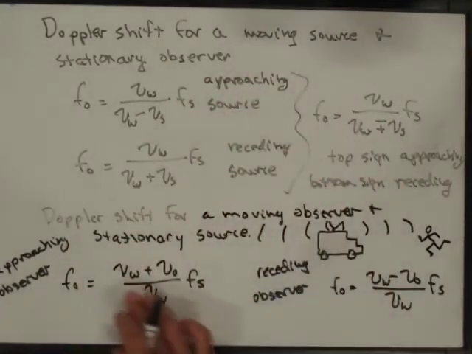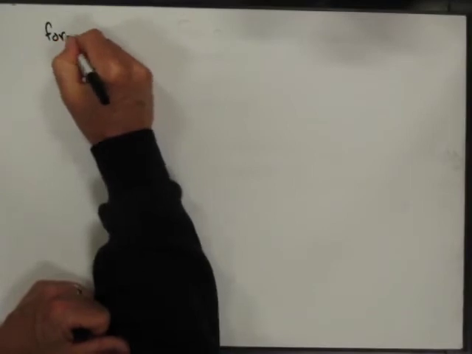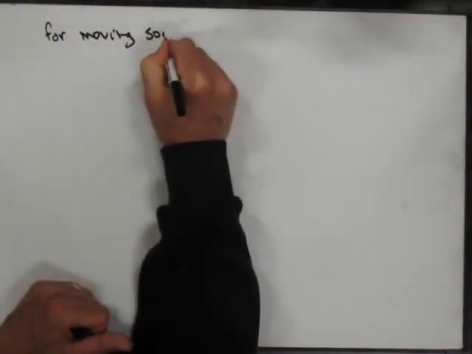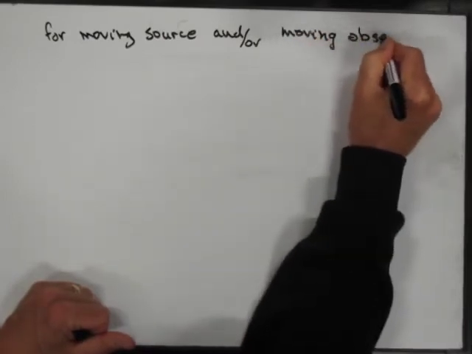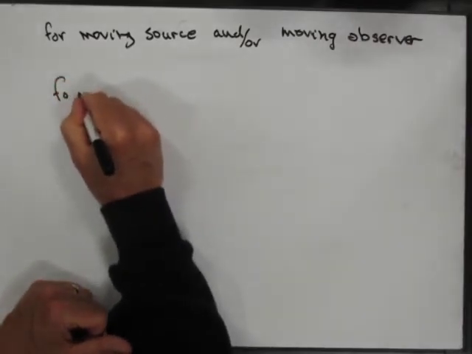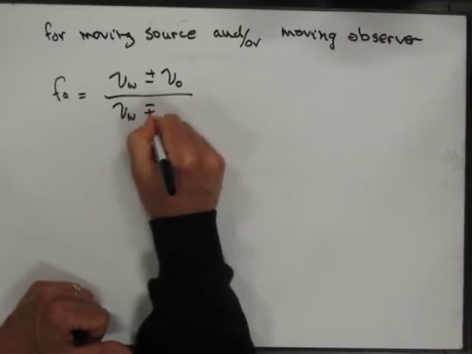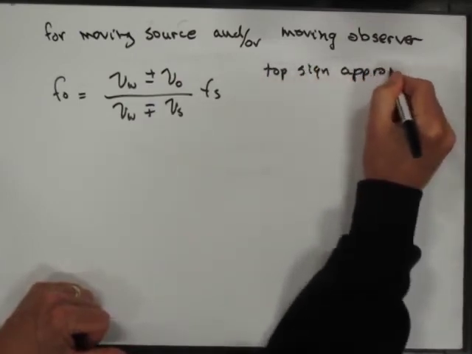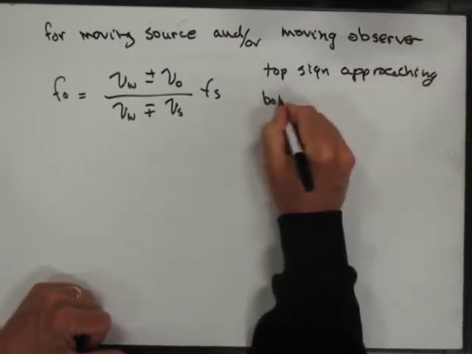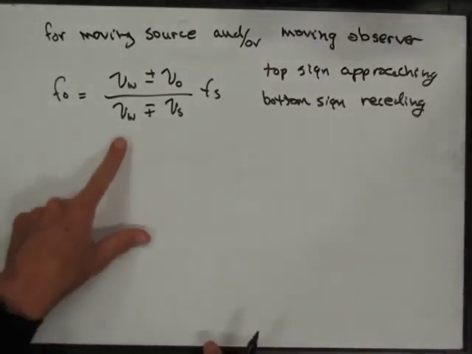And so you can combine these two equations. So I'm going to write a single equation down for the whole thing. So this is the formula. You use the top sign if they're approaching.